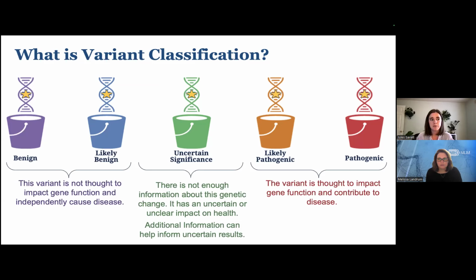It might be that we have some information that makes us lean towards benign, some information that makes us lean towards pathogenic, so really not enough information. Additional information over time can help inform uncertain results. So we might be able to, in the future, better understand that variant as we get more information.